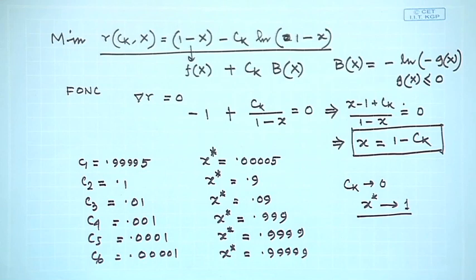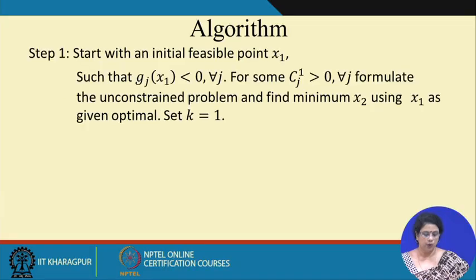That is why we can say x is equal to 1 could be the optimal solution for this problem. This way we can solve this problem. Now, if I say what is the algorithm for solving this interior penalty function method, first of all we have to select a value for C1 for k is equal to 1. The consideration of C1 depends on the feasible point, that is why we will consider a feasible point within the space. Now, let us start with the initial feasible point x1 such that g_j(x1) is less than 0.